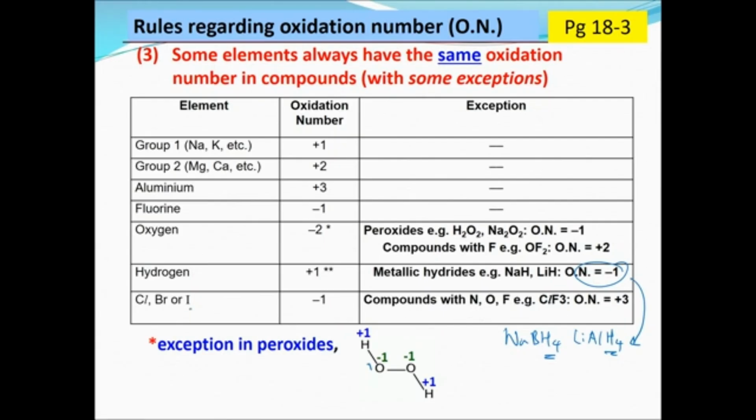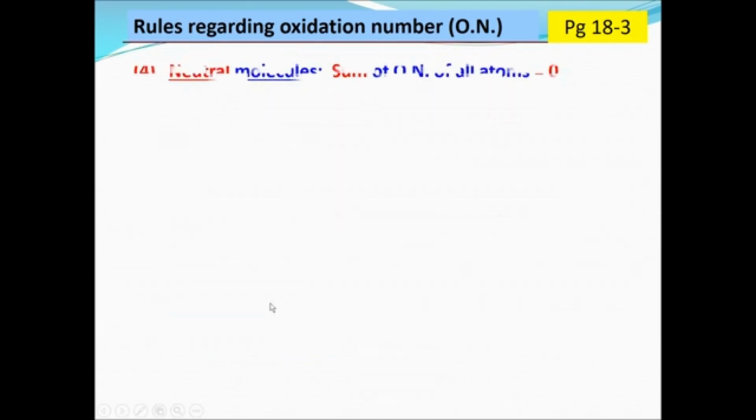For example, if there is IBr, right, you attribute the iodine to be at +1 and bromine at -1, because of the difference in electronegativity. Bromine is more electronegative in that sense. The fourth rule is on compounds or molecules, right? They are neutral. So we can actually account for the sum of the oxidation numbers of all atoms to be 0.